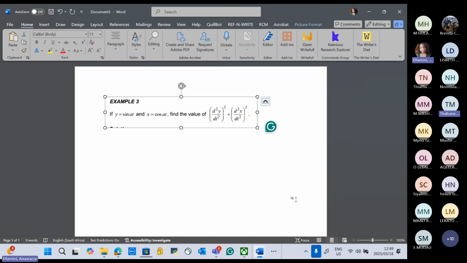Look properly. Then you substitute. Then you square them. Yes. You square them, then you add them.